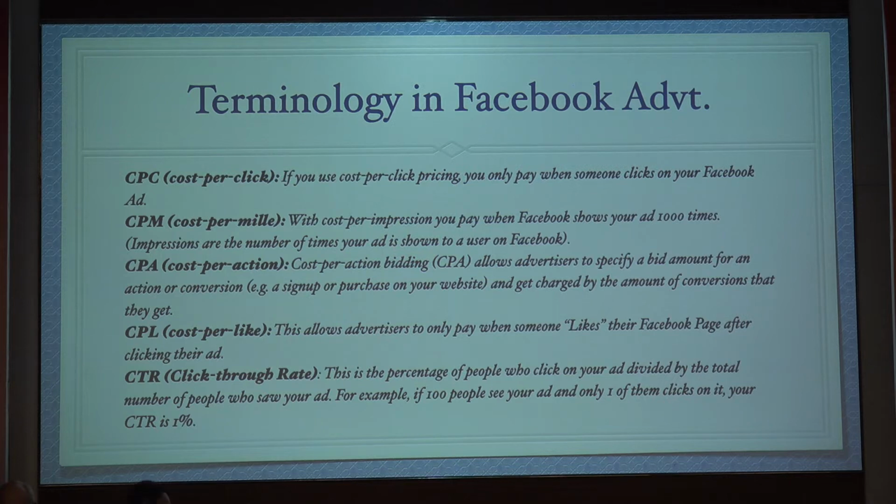Then there is cost per action, where you have to bid for it. It allows us to specify a bid amount for an action or conversion. Like if somebody goes on your page and signs up on your website, then only you need to pay. That is cost per action. Or if somebody purchases or books a surgery on your website, then only you pay. This cost per action price goes higher because you get real conversion here. Then cost per like allows us to pay only when someone likes our Facebook page after clicking the ad.